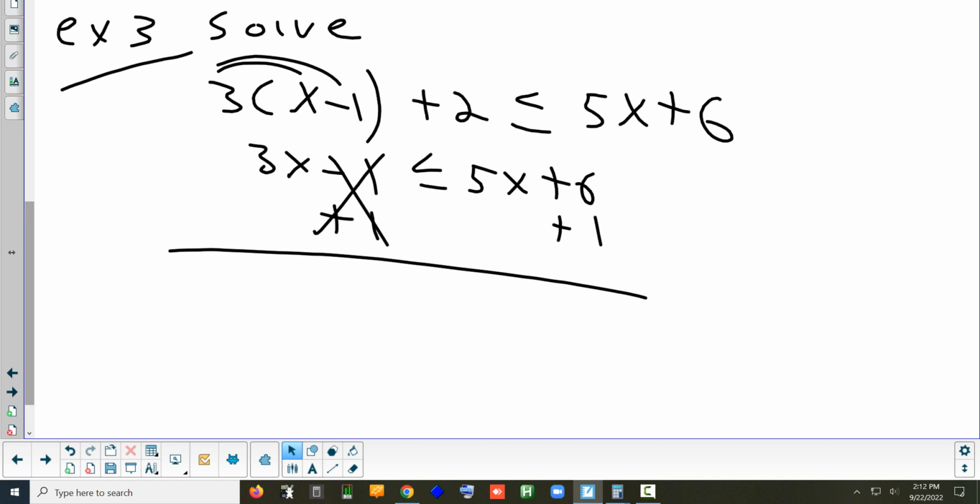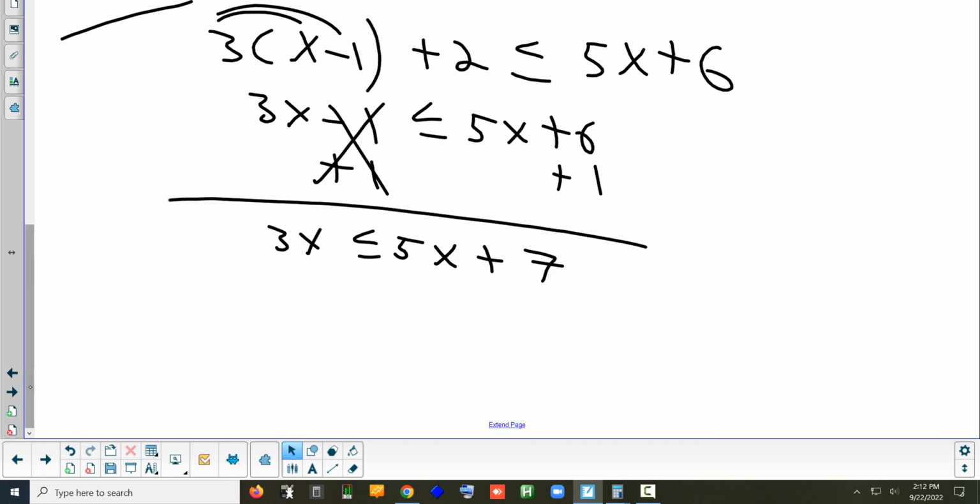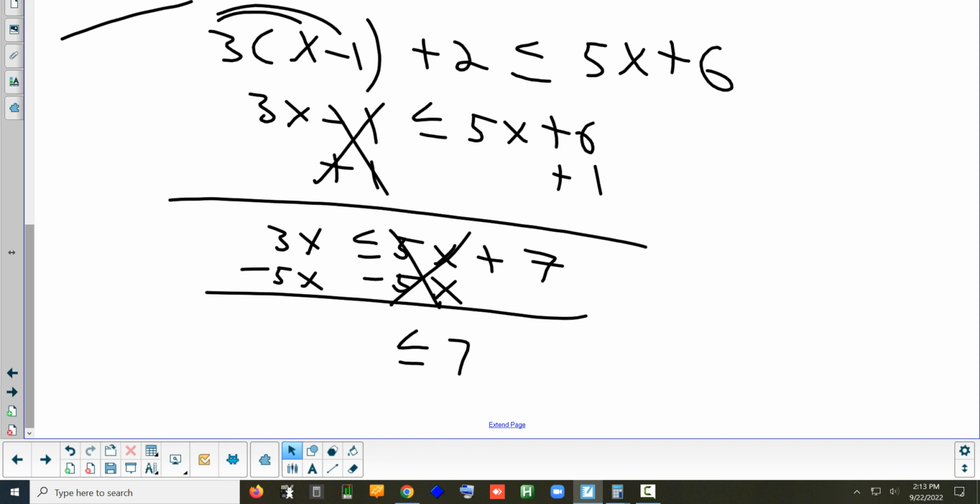So add 1 to both sides. That's gone. 3x is less than or equal to 5x plus 7. Okay. Jackson, what would I do now? You subtract 5x. Yep. And this is where we're going to end up in the next step, creating a negative. So the 5x is gone. The only thing on the right is 7.